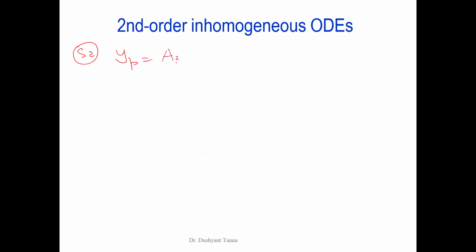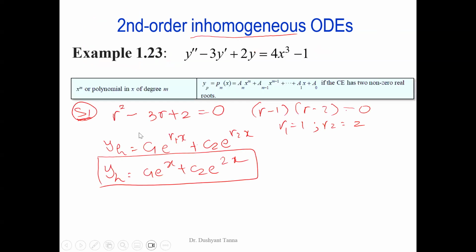We'll start with a3x cubed, a2x squared, a1x, and a0. Okay? Because our f(x) here is 4x cubed minus 1, so it's a third power polynomial. Third degree, whatever you call it. Now, what is our equation? We'll have to plug in there to find this a3, a0, whatever we can.